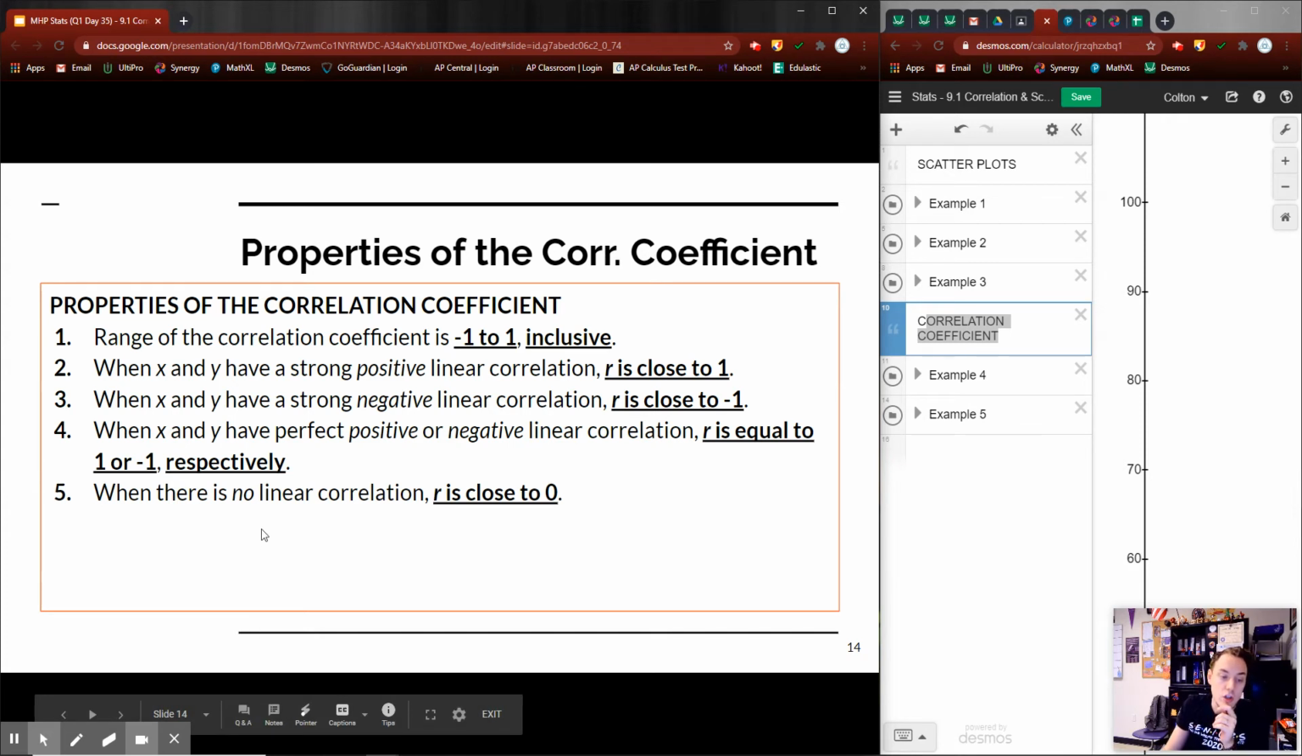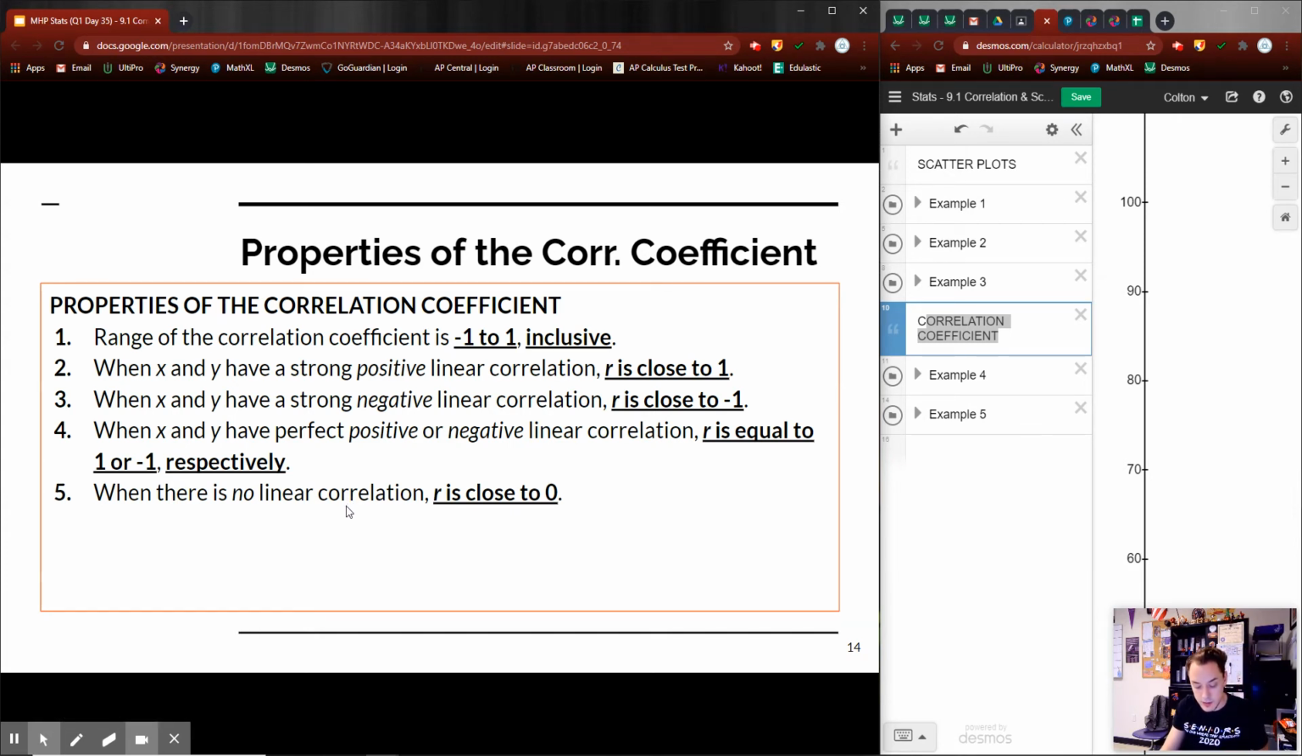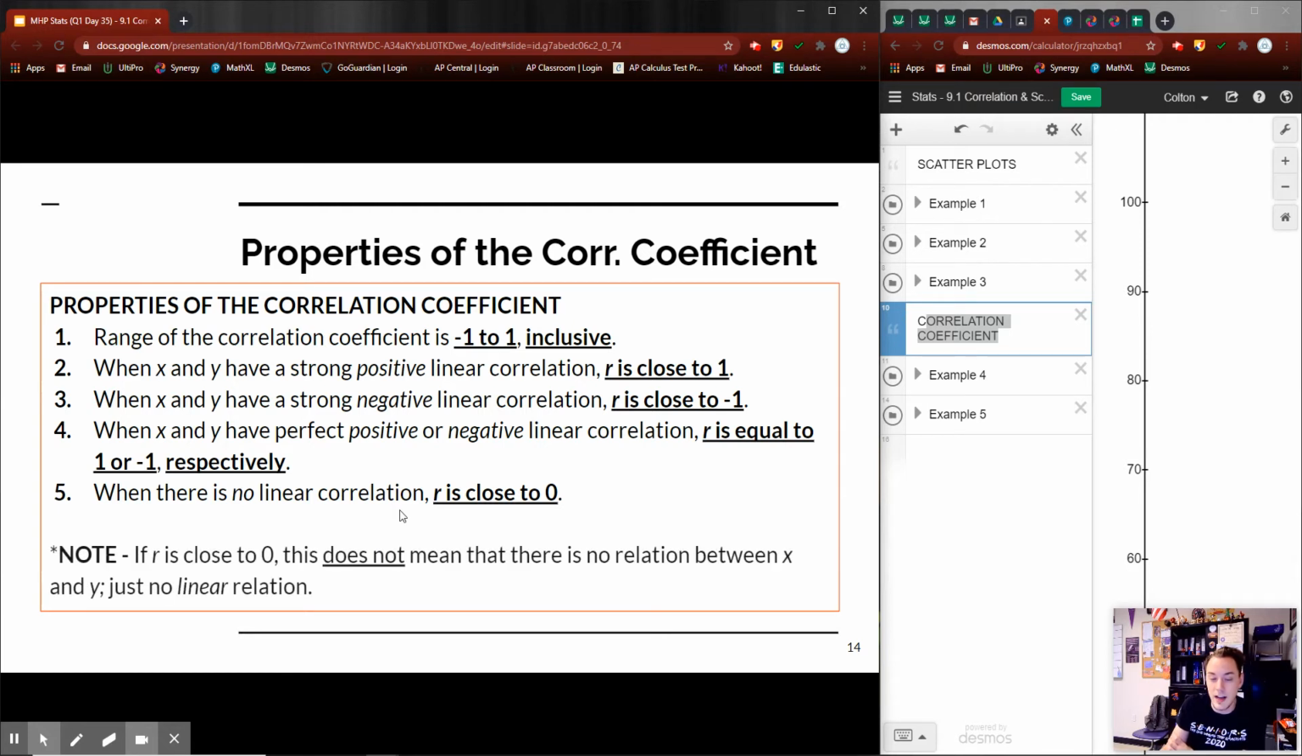When there is no linear correlation, R is close to 0. Or roughly, if there is literally no linear correlation, it is 0. But it's going to be very difficult for you to actually get 0. It may be like 0.00157. That's not necessarily 0, but it is close to 0.